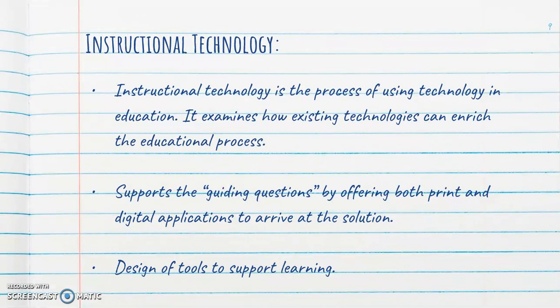Instructional technology is related to educational technology, but a little different. Instructional technology is the process of using technology in education. It examines how existing technologies can enrich the educational process. Instructional technology also supports the guiding questions by offering both print and digital applications to arrive at the solution. While educational technology is understood as the overall design of learning, instructional technology is the design of the tools that then will support learning and are used within the design of learning.